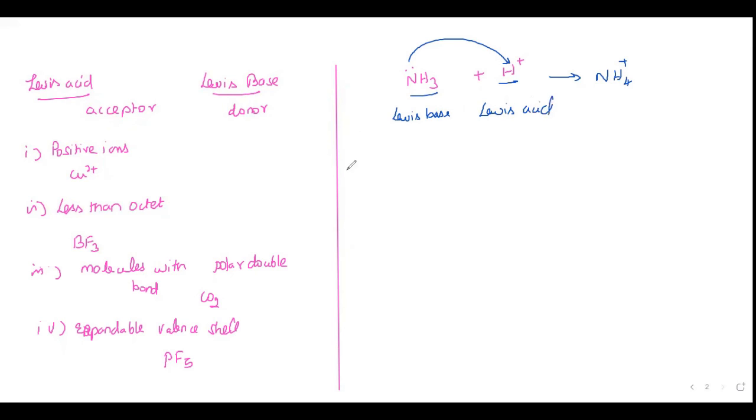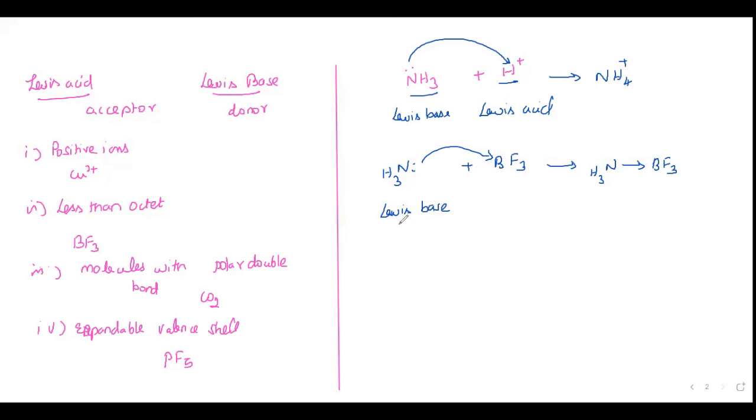Like NH3 and BF3. NH3 has one lone pair of electrons, so it will donate this lone pair to the electron deficient compound. BF3 is electron deficient, so NH3 will donate a pair of electrons to BF3. What will happen? It will form an adduct, actually a coordinate compound. We will discuss the details in the coordination chapter.